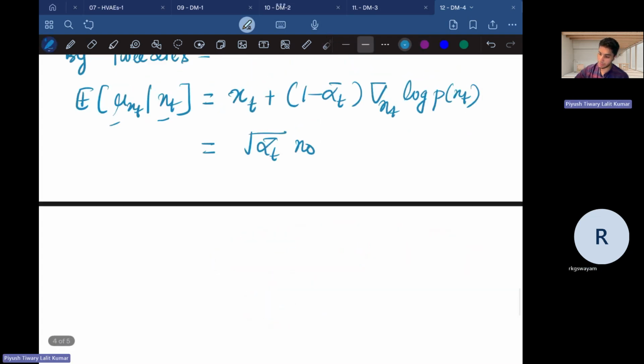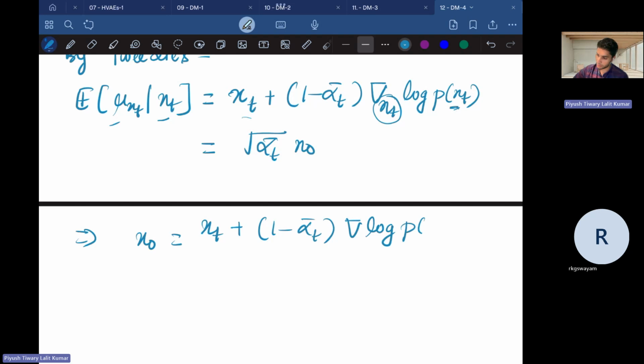In that case, what will be x naught? We can write what is x naught here again. This is the numerator xt plus 1 minus alpha t bar. I will just write grad, I will omit this with respect to xt, but we can always know that whenever we are talking about the score, the gradient is with respect to the argument here, which is xt, log p of xt, divided by square root of alpha t bar, right? This is what it is.